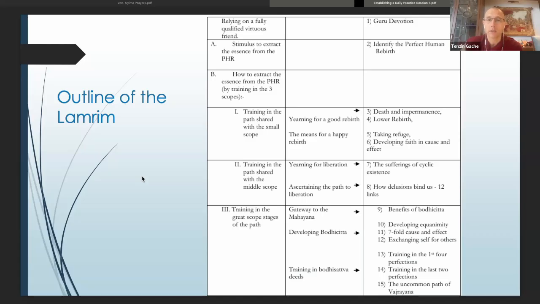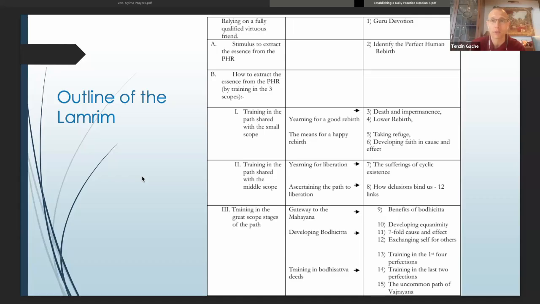And then we have yearning for liberation, which is thinking about the suffering of cyclic existence, reflecting on the fact that everything is dissatisfactory. Now, this can seem like a depressing subject, but if we see it as a means to think, well, is there something better? Right? So then we have ascertaining the path to liberation. So thinking that actually there could be something more than this. Liberation is synonymous with nirvana.